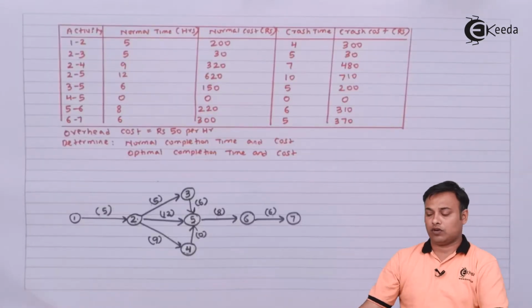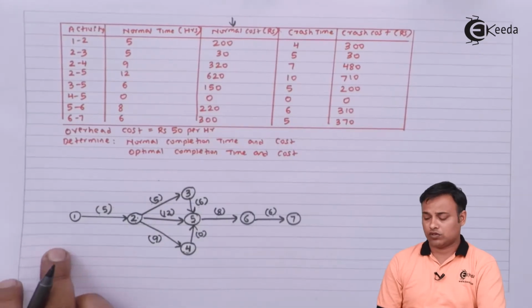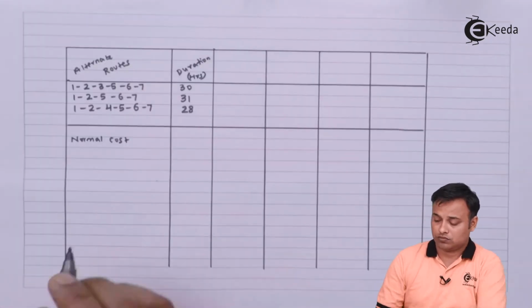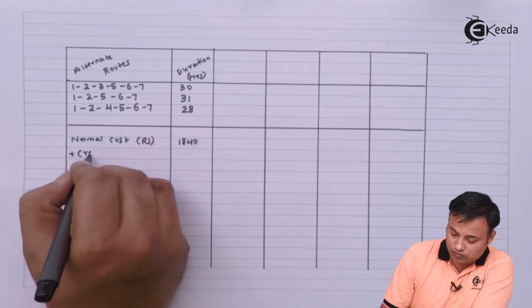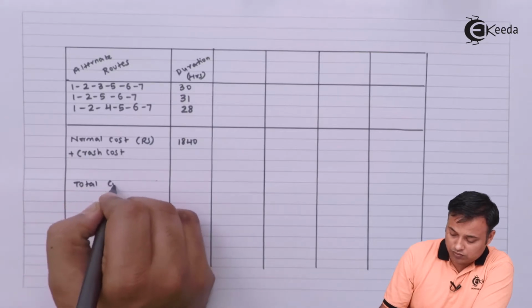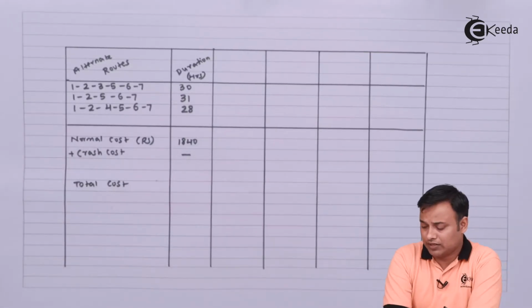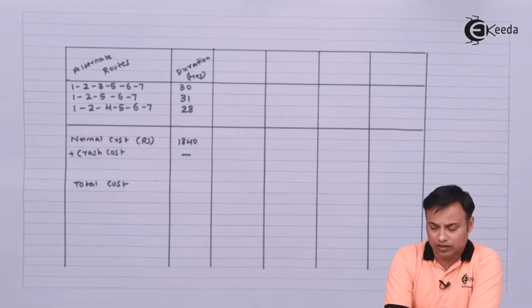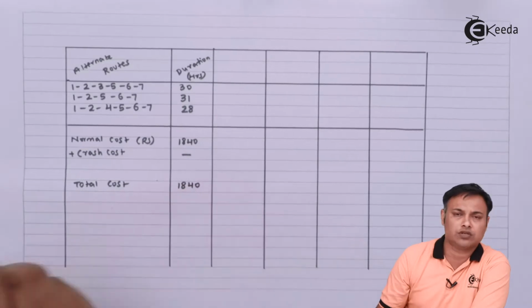We'll do the totaling of the normal cost. We have a normal cost here, which is 1840. Right now we have not done any crashing, so I won't write anything against the crash cost, or it will be nil. So my total cost will be 1840.